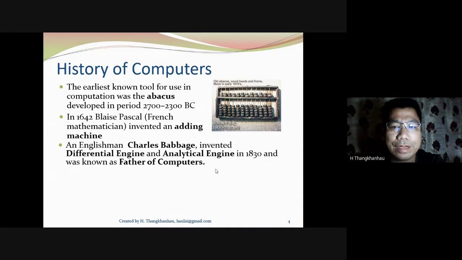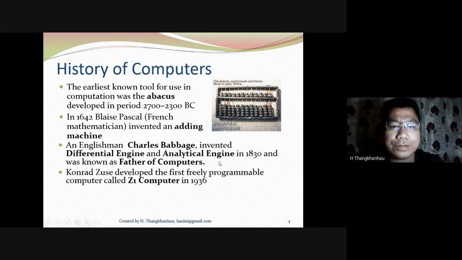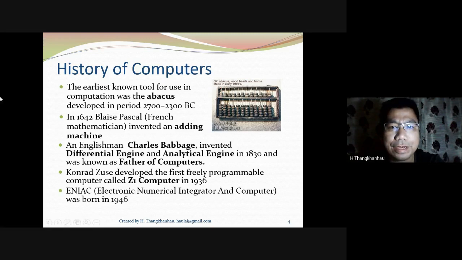And in 1830, Charles Babbage invented the differential engine and analytical engine. He was known as the father of the modern computer because all the modern computers were developed based on his inventions and his vision. In 1936, Konrad Zuse developed the Z1 computer, which was one of the most used computers at that time. And in 1946, at the end of the Second World War, the Electronic Numerical Integrator and Computer was born, which was used for calculating military equipment, etc.